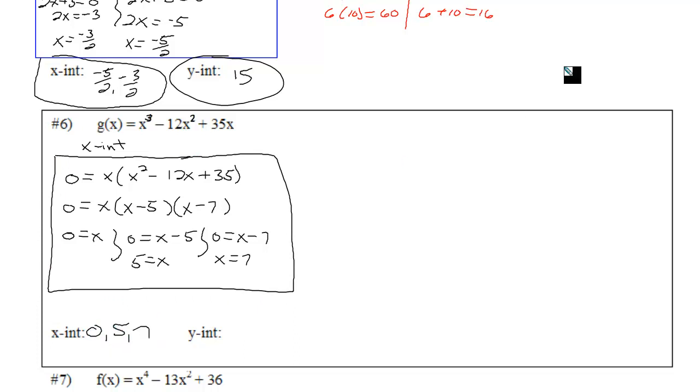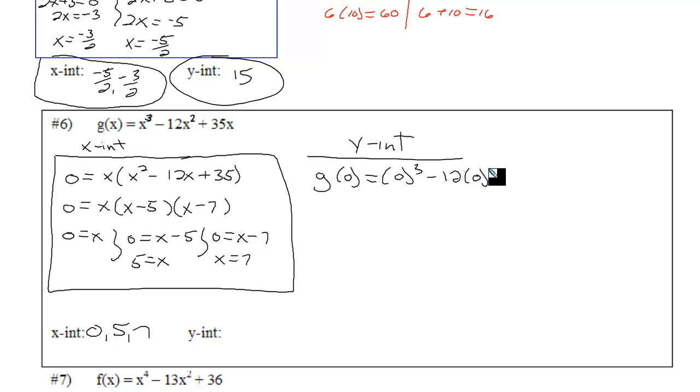So how do you find the y-intercept? As always, replace the x value with 0. And that makes this easy peasy. So we have a y-intercept of 0.